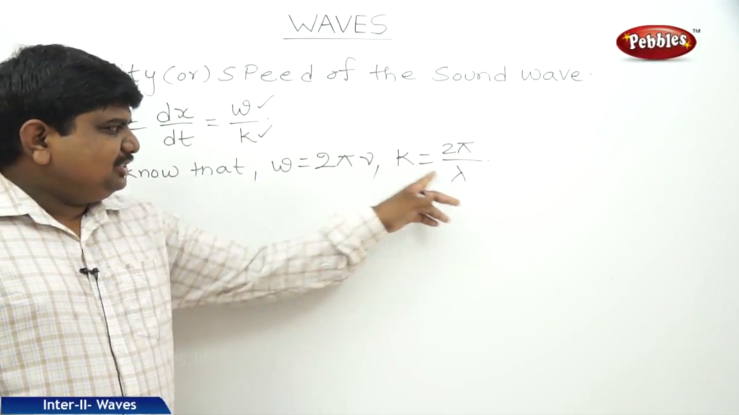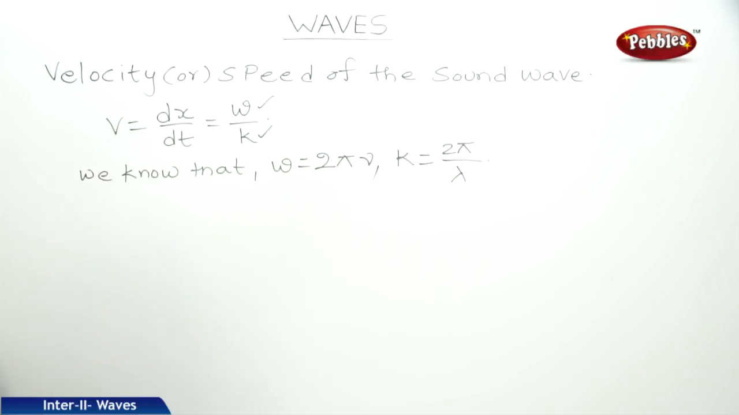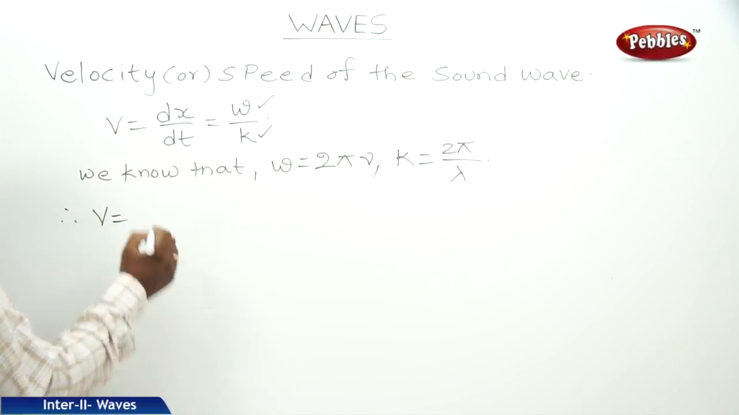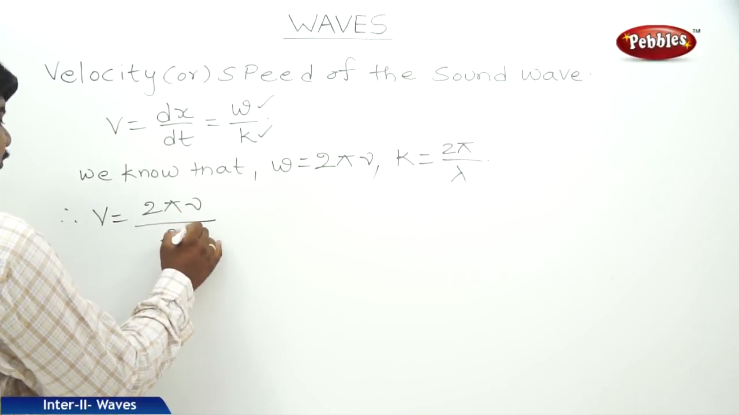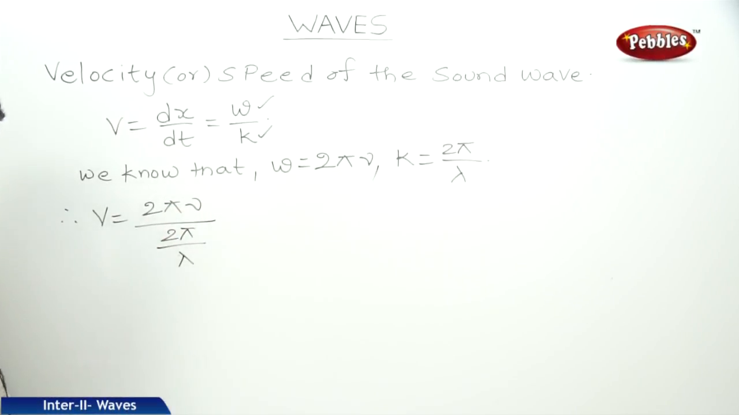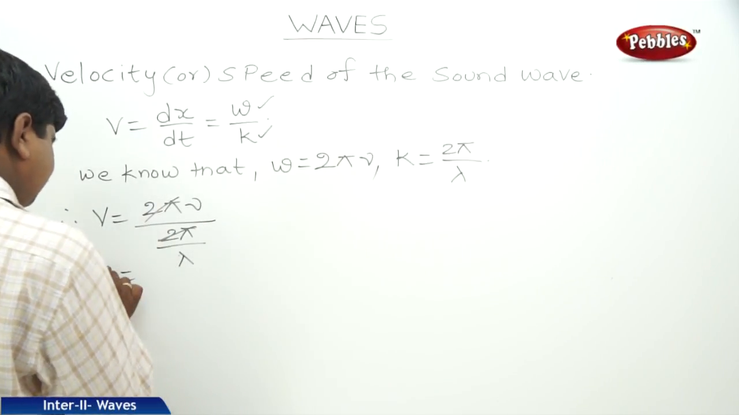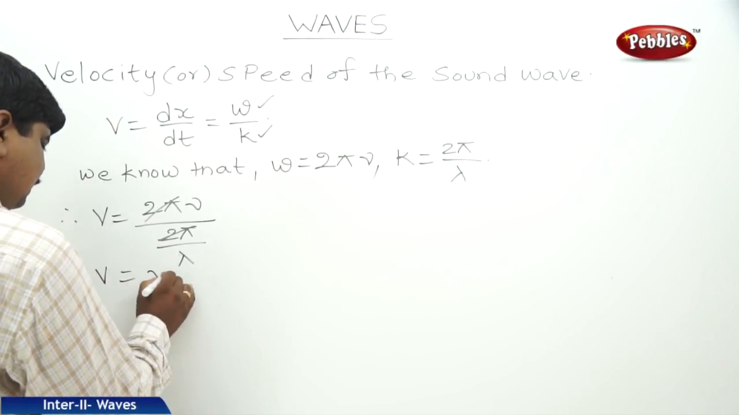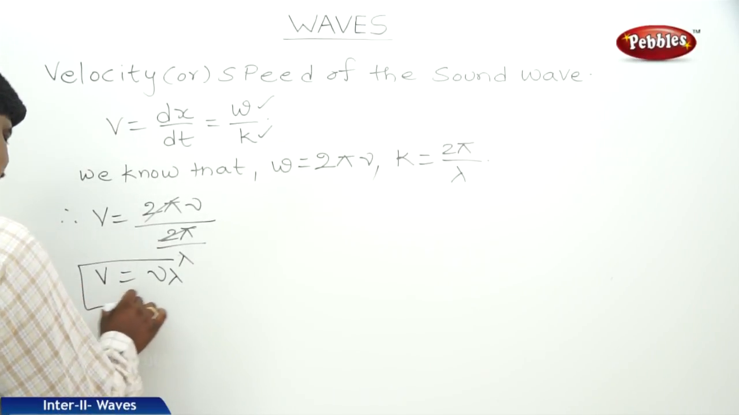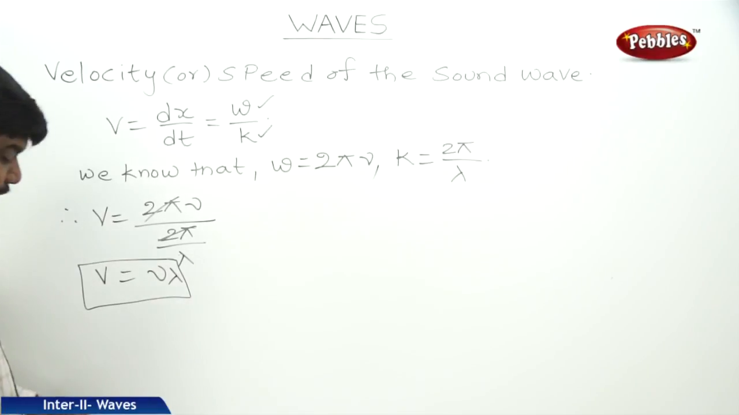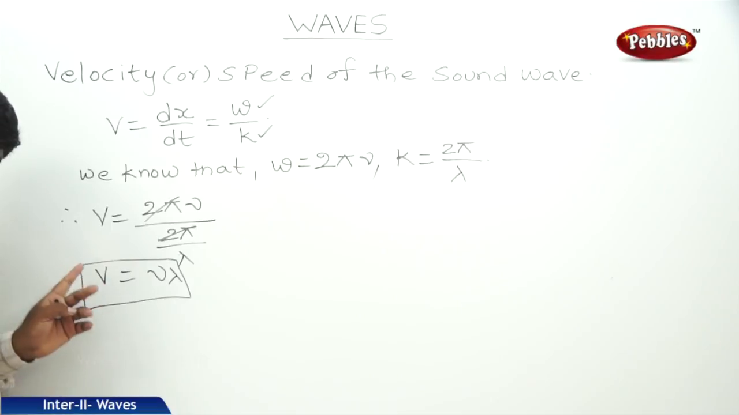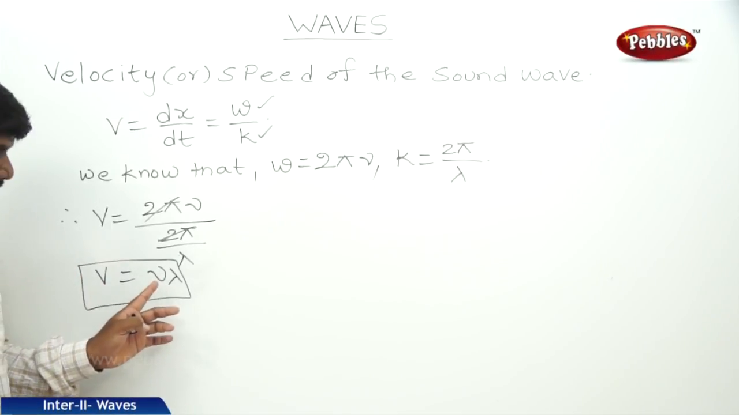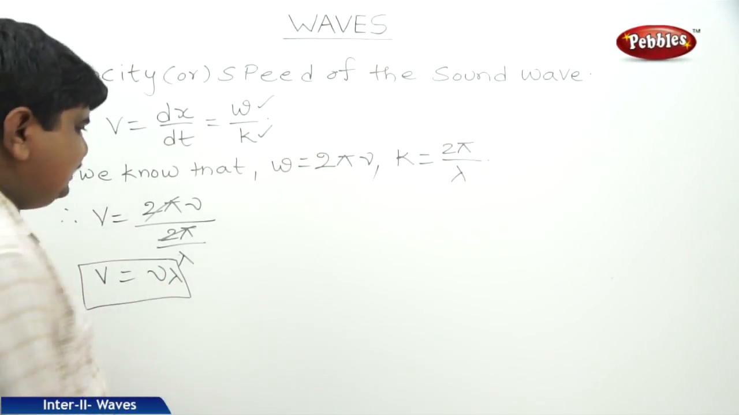Now I am substituting these two values in this equation. Therefore, V is equal to 2 pi nu by 2 pi by lambda. So here the 2 pi gets cancelled. Therefore, V is equal to nu lambda. So the speed of the sound wave is numerically equal to the product of frequency and wavelength.